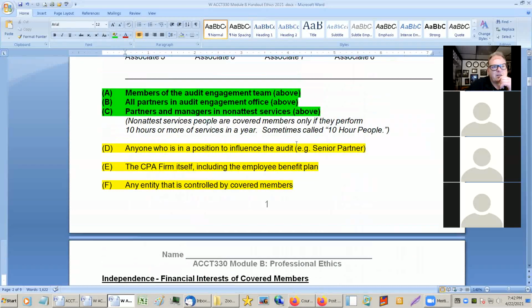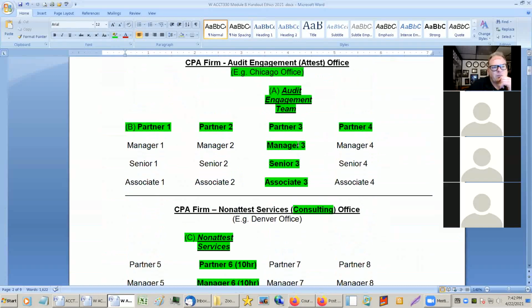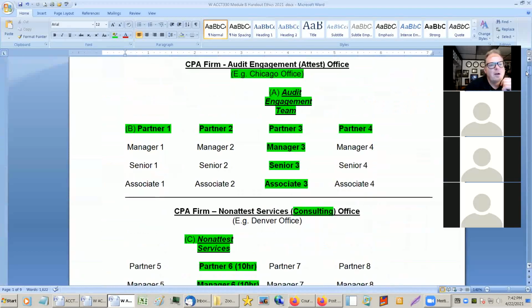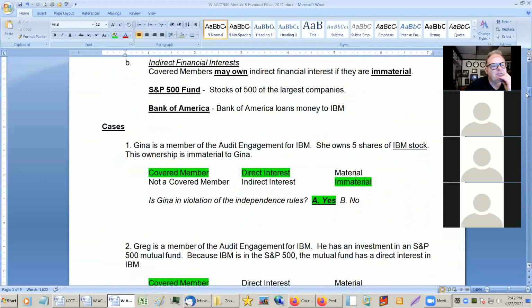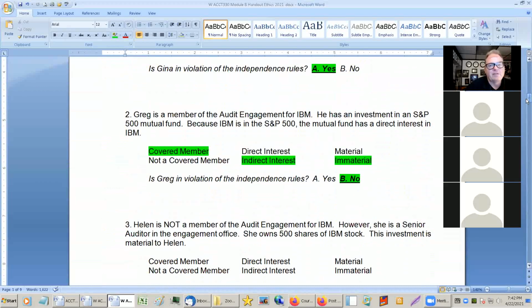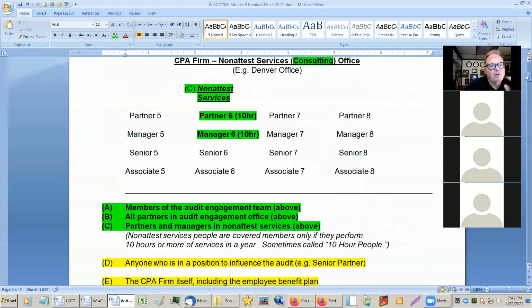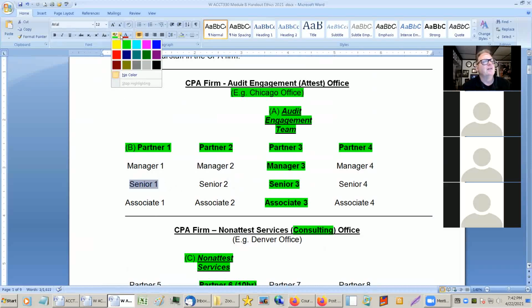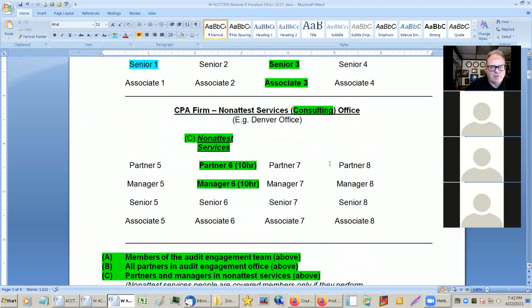It kind of goes back to this. Is she a senior? Isn't she part of the engagement office? She's not on the audit. If she's not on the audit and she's a senior, the only seniors that are covered members are going to be the ones on the audit. So this is her. She's not a covered member, so the rule doesn't apply to her.